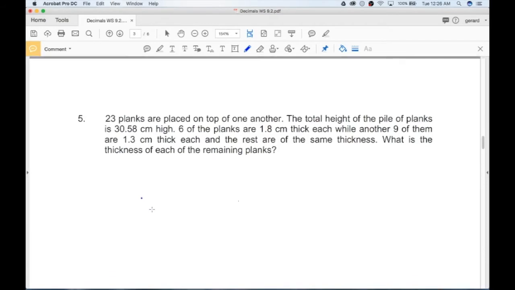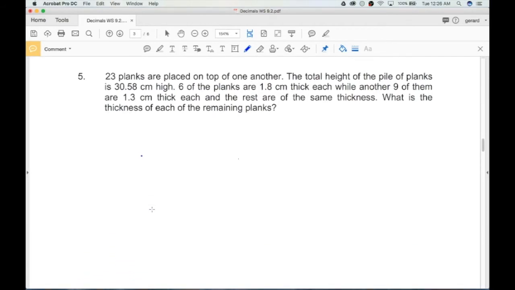Okay, now we're going to move on to question 5. 23 planks are placed on top of one another. The total height of the pile of planks is that amount. 6 of the planks are this, while another 9 are that, and the rest are of the same thickness. What is the thickness of each of the remaining planks?